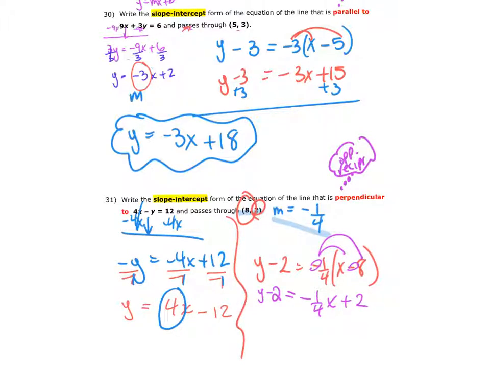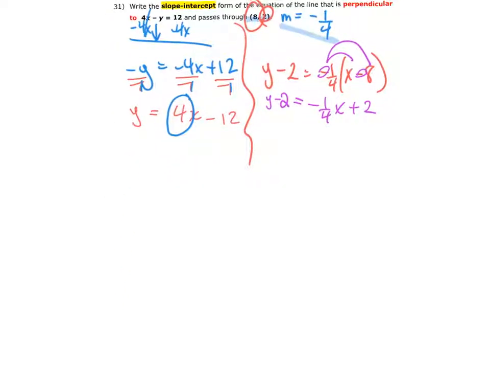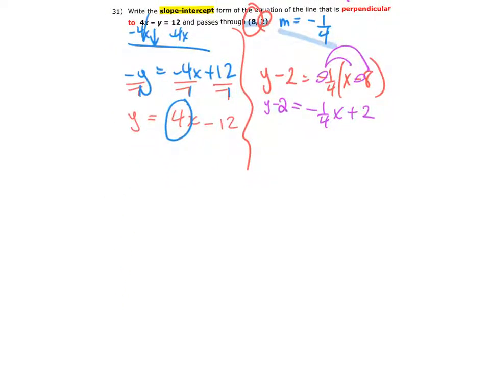But I still don't have it in slope-intercept form. In order to do that, I have to add 2 to both sides. So it's y equals negative 1/4 x plus 4. And notice again, negative 1/4, the opposite of negative is positive, and the reciprocal of 1/4 is 4. So we are perpendicular.